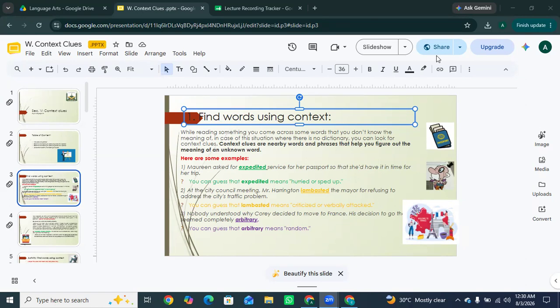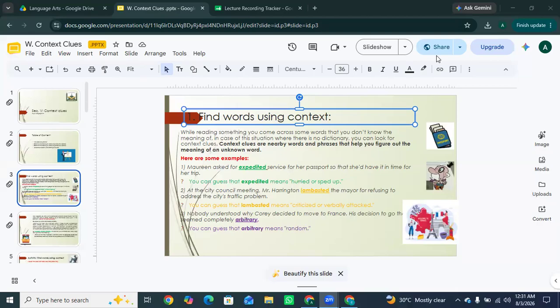Here we have some examples. Maureen asked for expedite service for her passport so that she'd have it in time for her trip. Here the context clue is "so that she'd have it in time." It means that she needed it fast for her trip. It means hurry up. So you can guess that expedite means hurried or sped up.